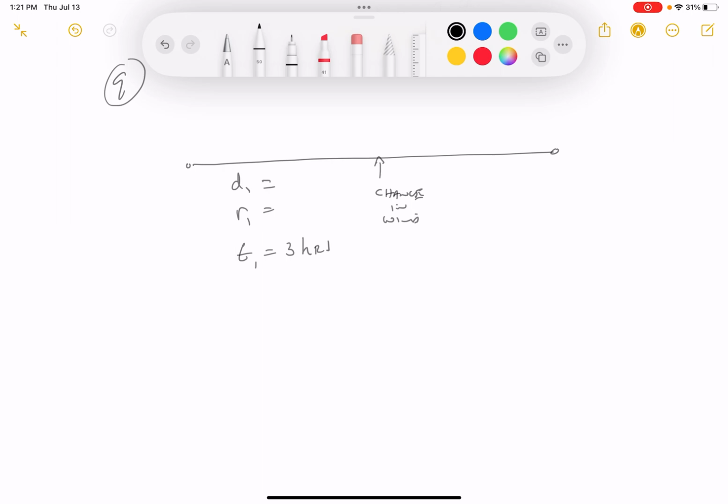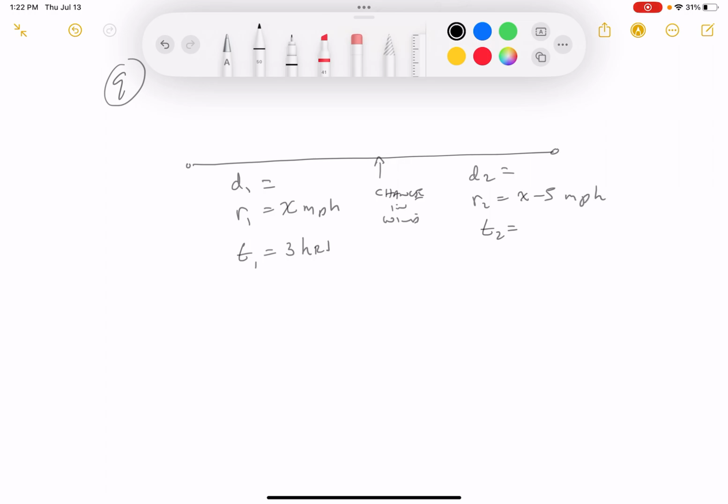So I'm going to put the second part of the trip down. So I'm going to say this is x. I have no idea what it is, miles per hour. And this is going to be x minus 5 miles per hour. He slowed down. All right?